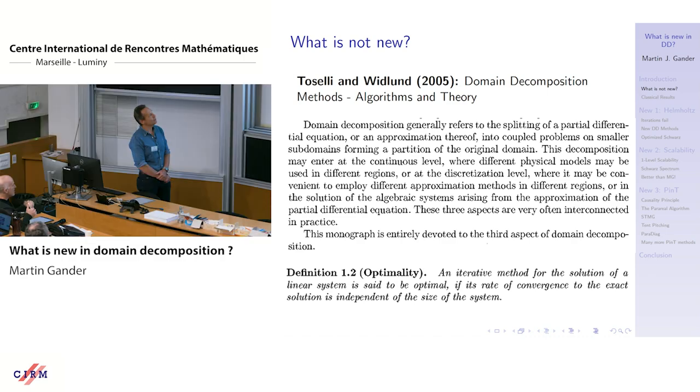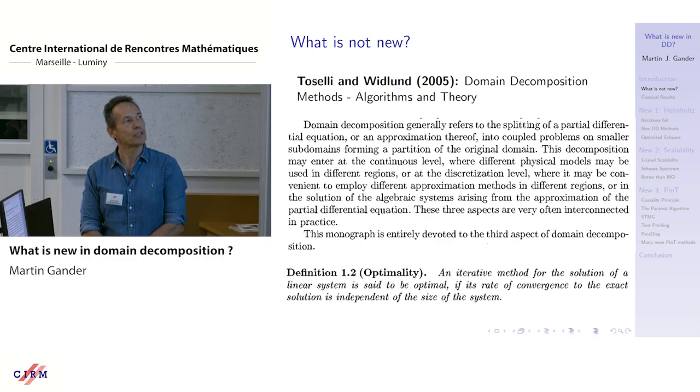These three aspects are very often interconnected in practice. This monograph is entirely devoted to the third aspect of domain decomposition. So it's just the linear algebra solve of systems. So that was the classical view, and that one is very well mastered. And a lot of work is based on definition 1.2, optimality. An iterative method for the solution of a linear system is said to be optimal if its rate of convergence to the exact solution is independent of the size of the system.